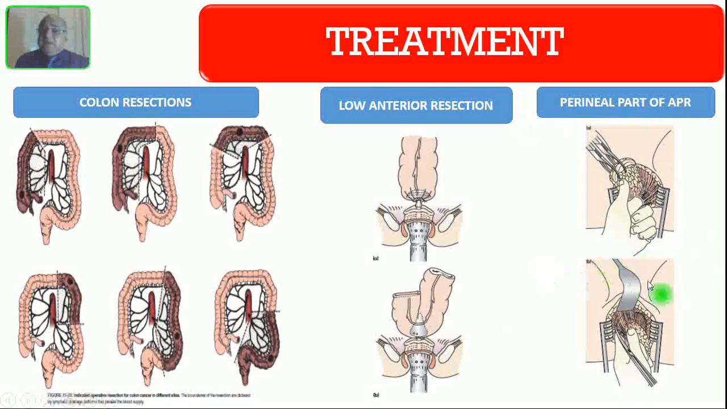And here if the tumor is very near to the anal verge, say within 5 centimeters from the anal verge, then you cannot do this anterior resection. Then you have to resort to what is called abdominoperineal resection, AP resection. Here you are seeing the perineal part of the AP resection, and the patient will eventually have a permanent end colostomy.